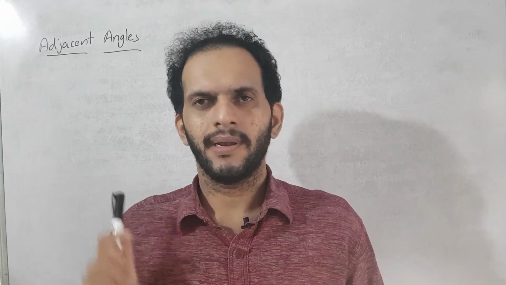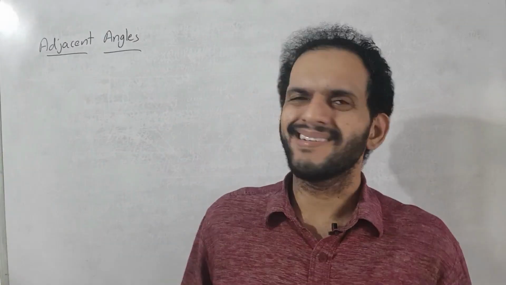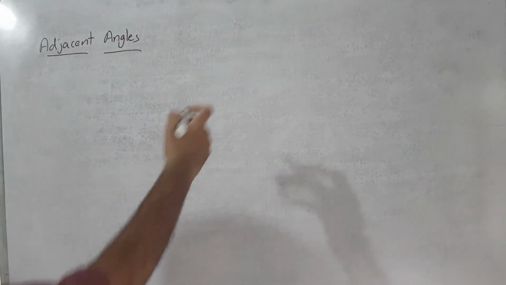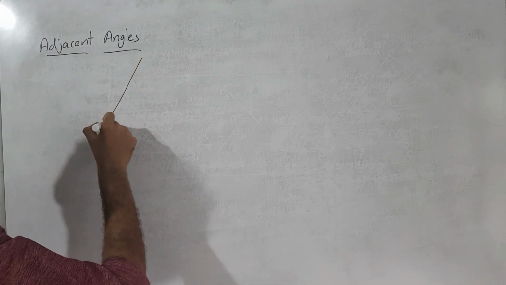In the last class we got some idea about angles. Next, we have the next type of angle: adjacent angles. Adjacent angle means the angle is like this. We have the angles, and we know how to form an angle. We draw the angle like this.